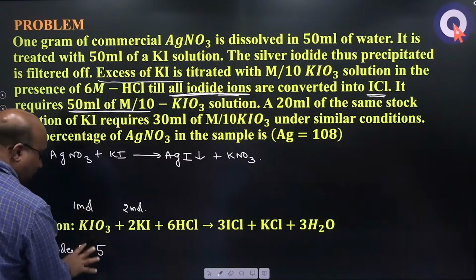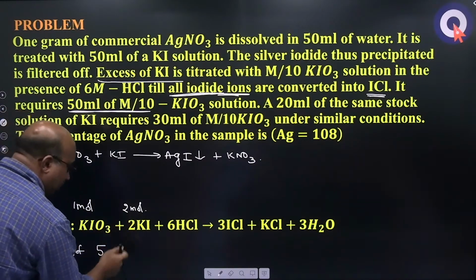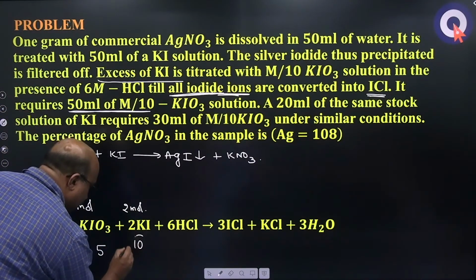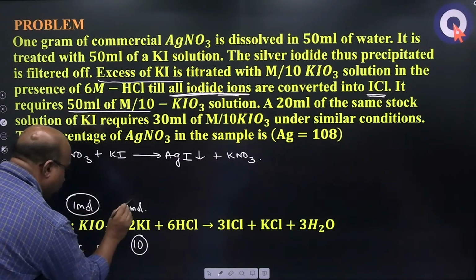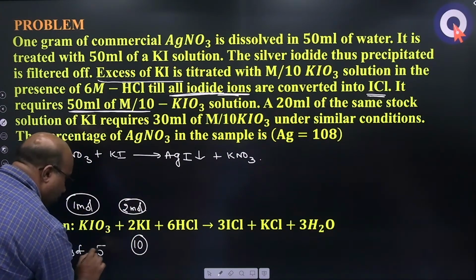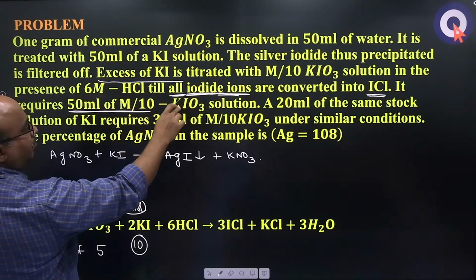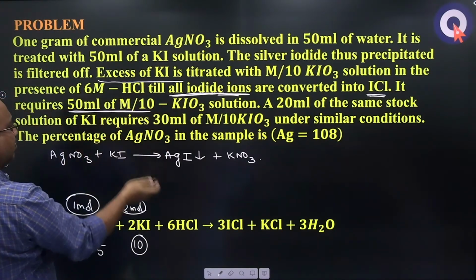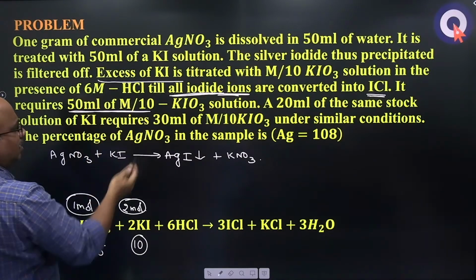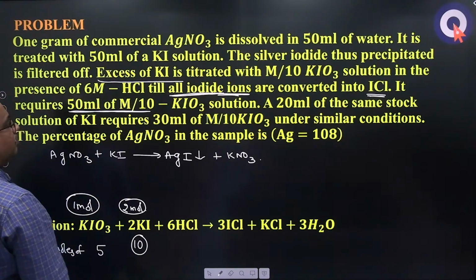If we have taken 5, even in excess quantity it is there, it should be 10. Double. For 1 mole, 2 moles are required. For 5 millimoles, 10 millimoles are required. Clear? So this excess KI solution that is titrated with M/E in presence of acid, that is nothing to do for us, that is not needed for us to take.